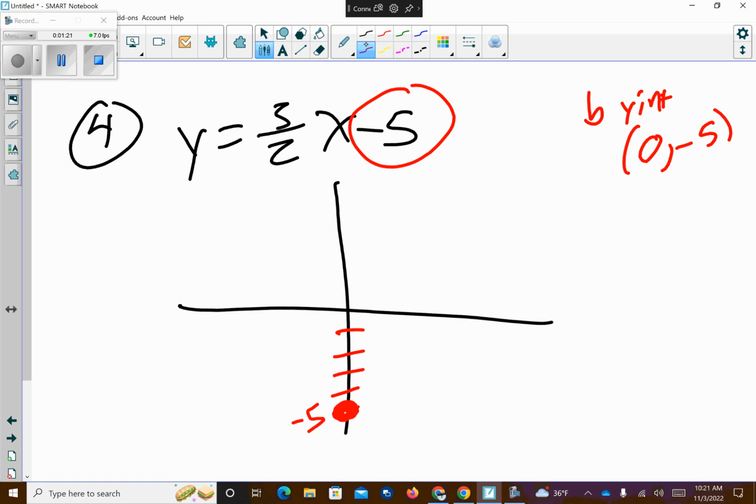All right. What else do we know about this one? That's the slope. So remember, the slope is not a point. The slope is a map that we're going to use to find another point. Agree? So what am I going to do from -5 if I have a slope of 3/2? Up 3, right 2. Good deal.